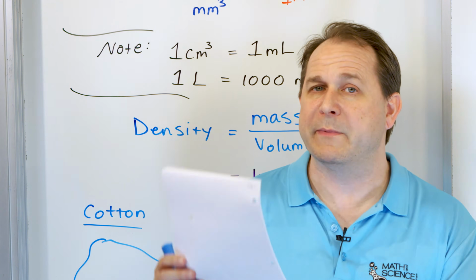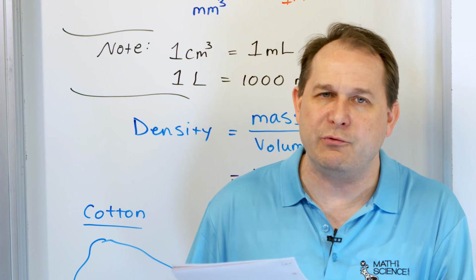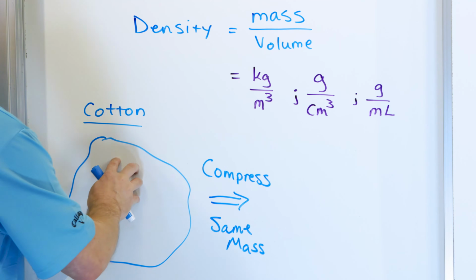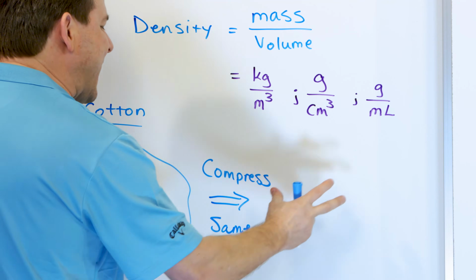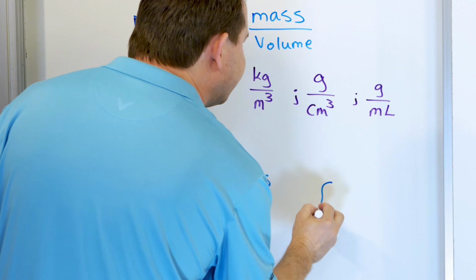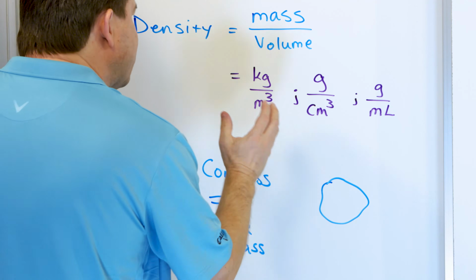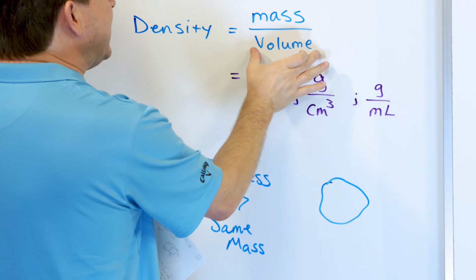So mass is a total measurement of the amount of the substance you have, how much of it exists in front of you there. But if you take this cotton and you compress it, it has the same mass after you compress it, but after the compression, it's going to have a much smaller volume, right? So notice that density is mass divided by volume.